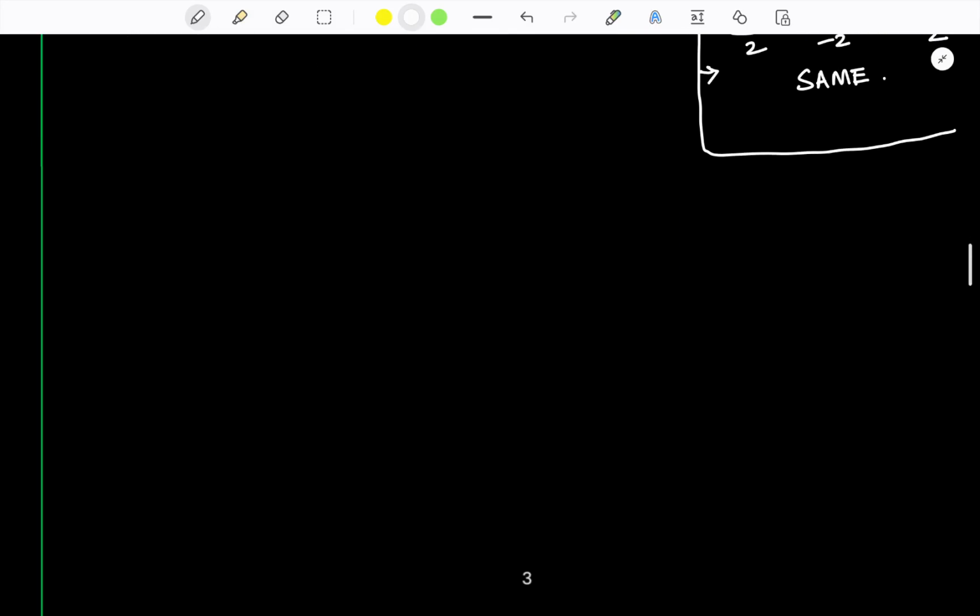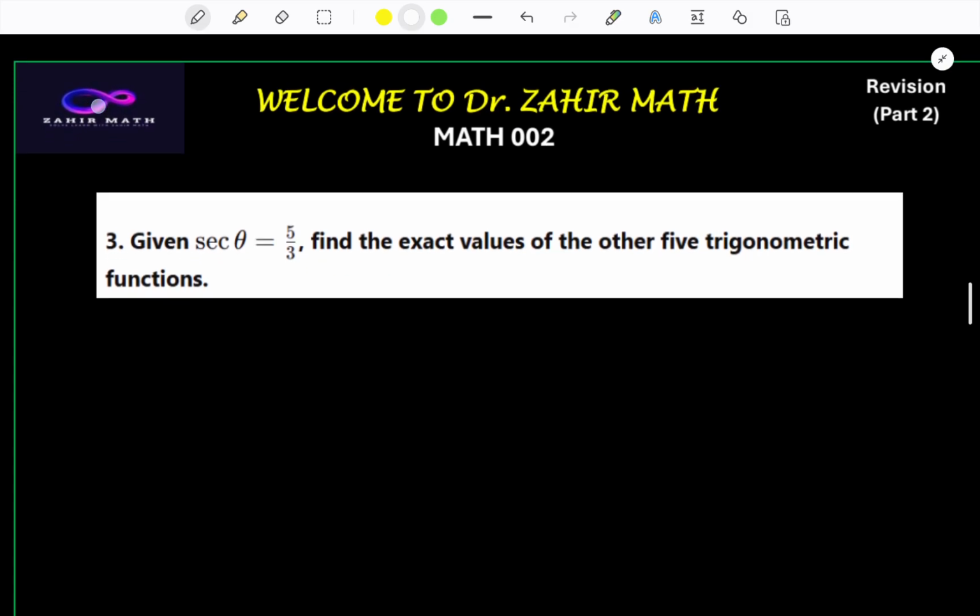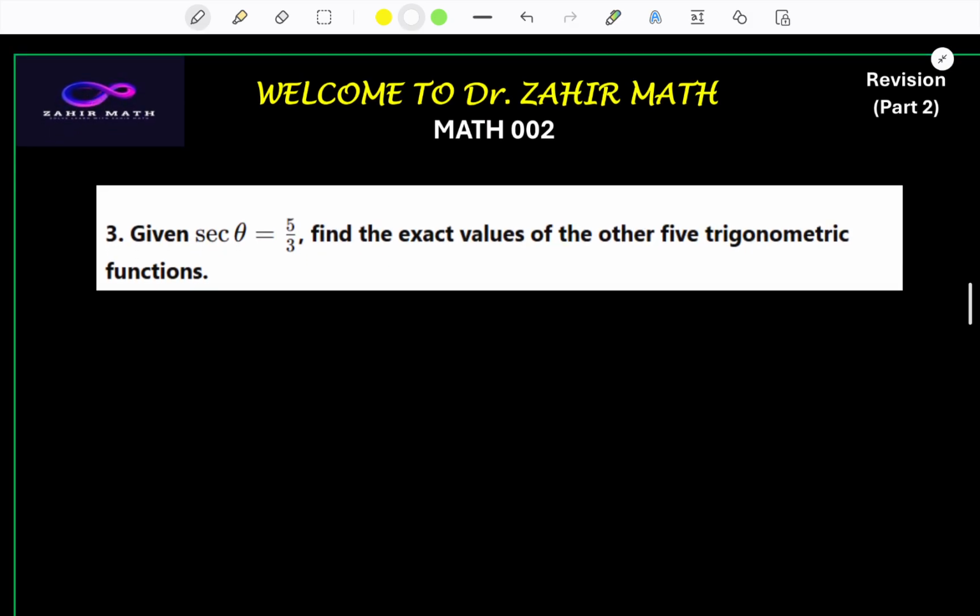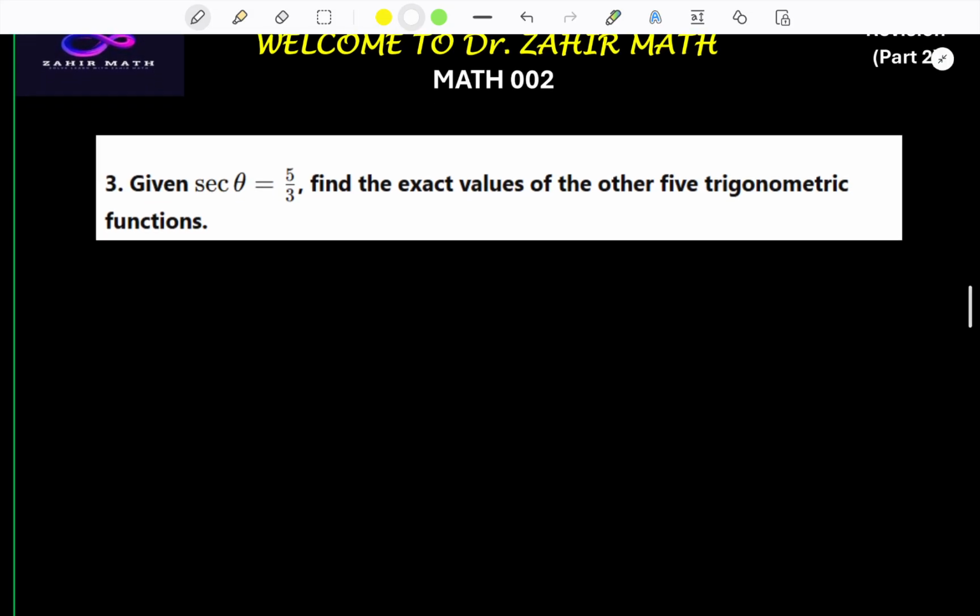Let's go to the next revision question, which is secant theta is given. Find the exact values of other trigonometric functions, right? So what is given? Secant theta. Before going to that, let me give you some ideas. What is the formula for sine theta, cosine theta, tan theta, right? And cosecant theta, secant theta, then cot theta, right? Here the values are given.